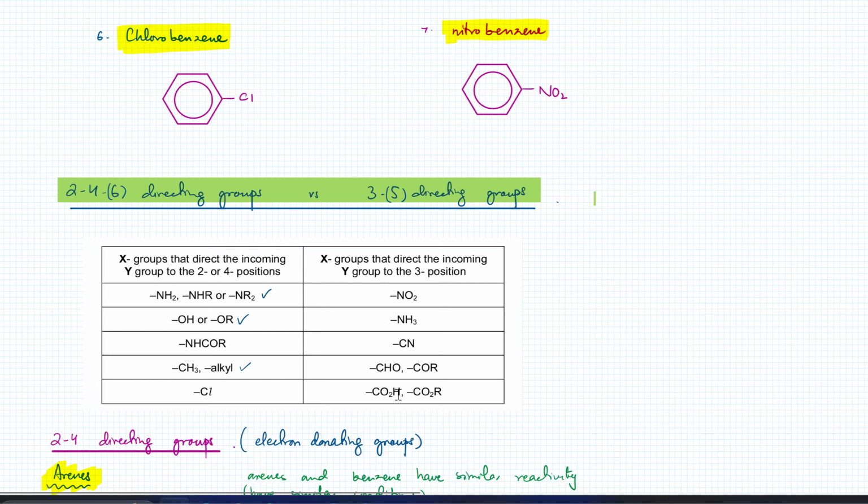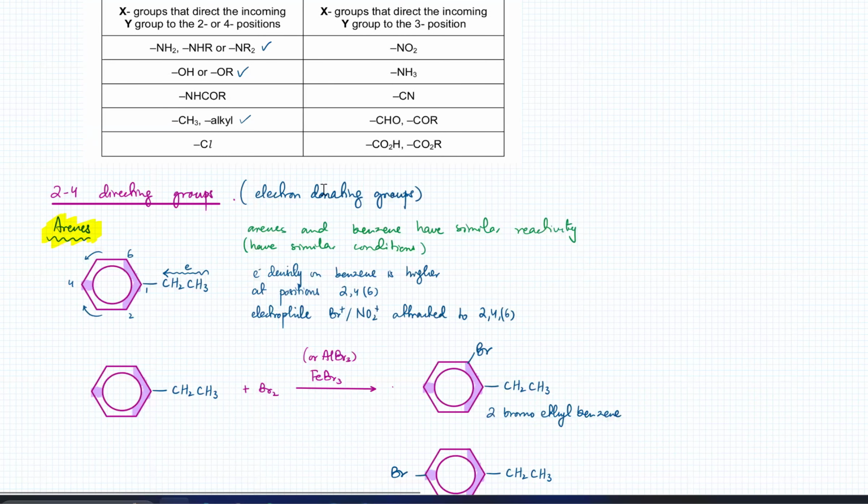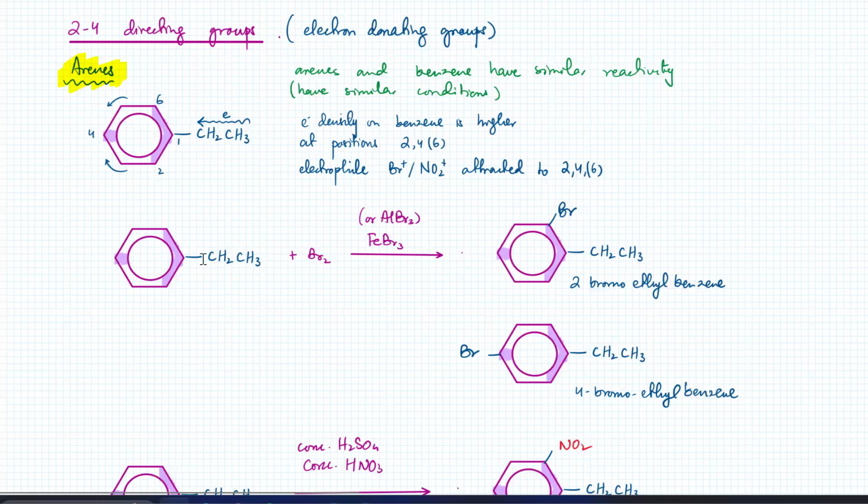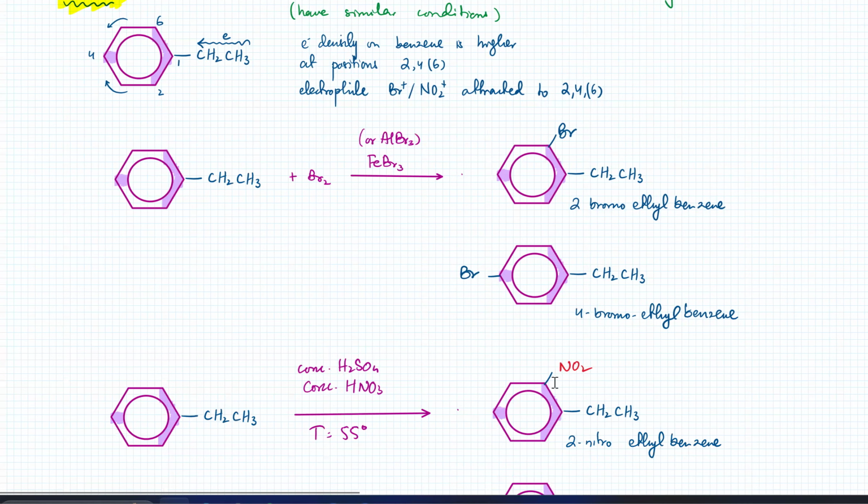Within those, you had electron donating groups that were 2,4 directing groups. If you have a group that has a tendency to push electrons onto the benzene, the electron density is higher in positions 2, 6, and 4, right? And so the electrophile, when it comes in, is going to get attracted to positions 2 or 4 or 6. 2 and 6 are kind of the same thing, okay?